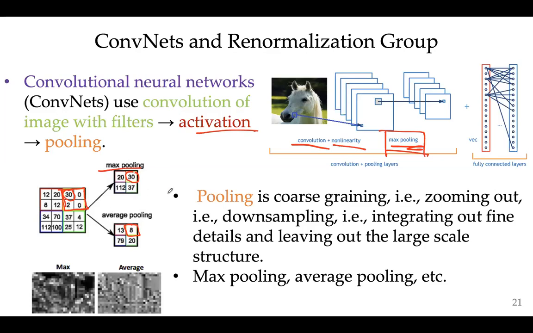But it is some sort of coarse graining, or you can say zooming out, or you can say downsampling, or in physics language, integrating out fine details and leaving out the large scale structure. So it is kind of like zooming out from the picture.